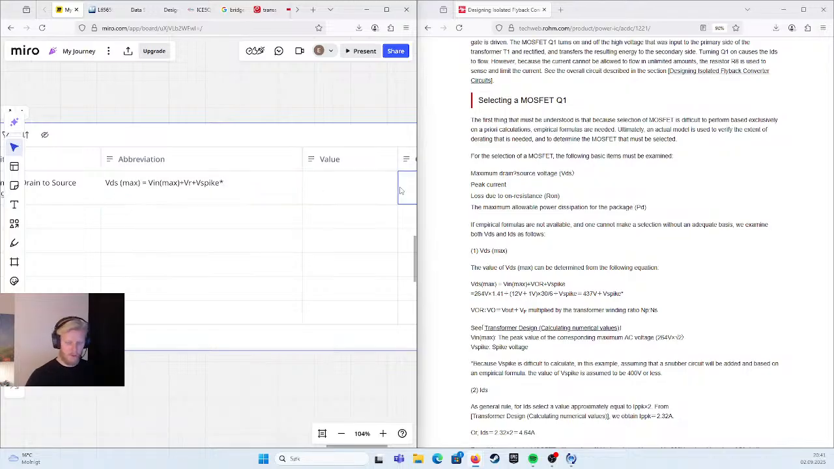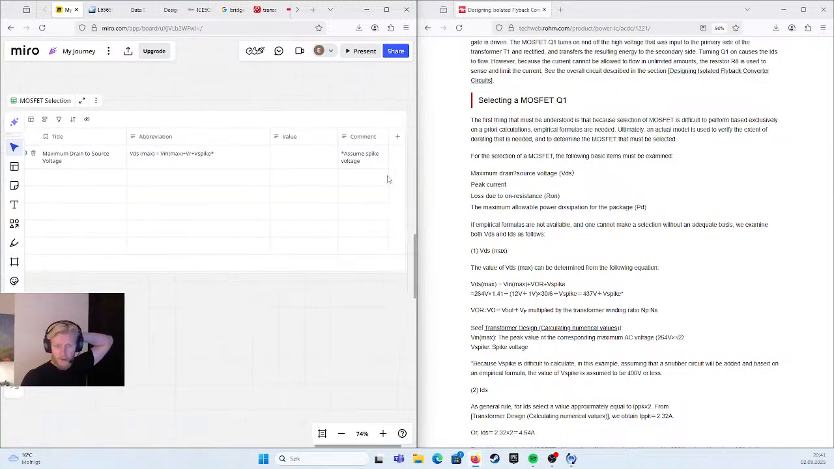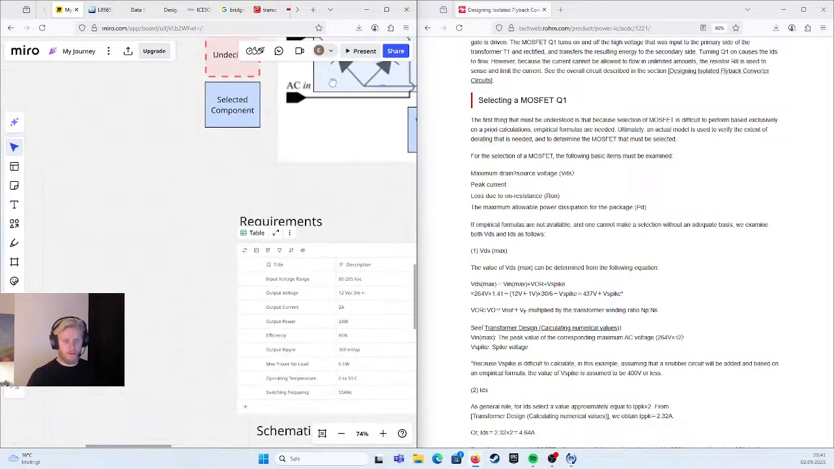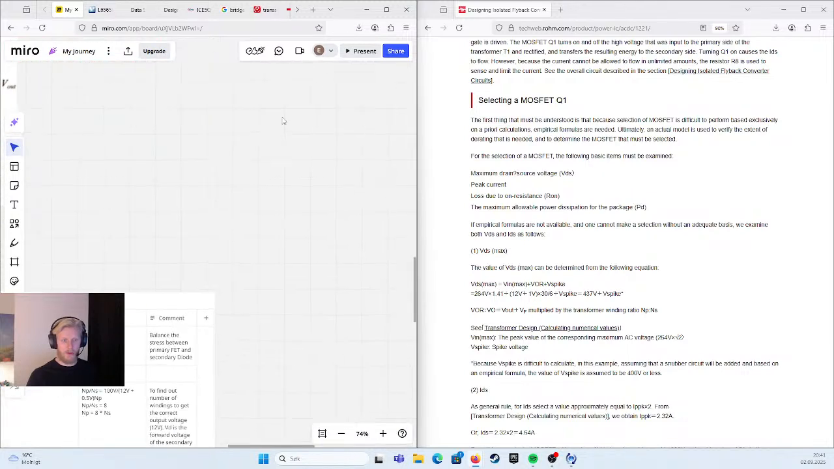So, comment: assume spike voltage. No, I don't know that point. It's difficult to calculate, assuming that a snubber circuit will be added, and based on an empirical formula, the value of V spike is assumed to be 400 volts or less. And for now, we assume a V_R, reflected voltage, of 100.